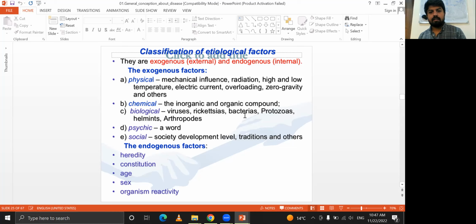As I said, there are exogenous and endogenous factors, like external factors and internal factors. Internal factors include hereditary diseases, such as diabetes mellitus or other diseases which are transferred from parents to the offspring. The constitution, age, and sex also matter. Some diseases are totally related to sex, like male and female. Some diseases are present in males other than females.